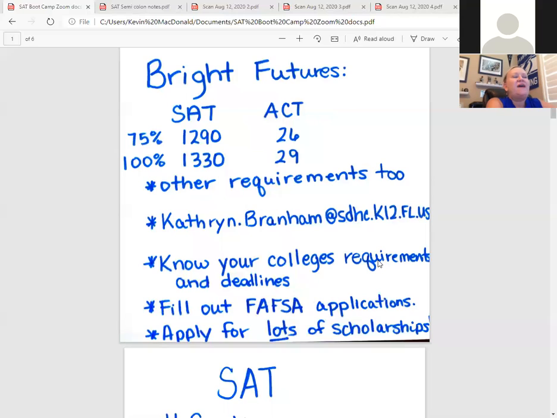Fill out your FAFSA applications, and I believe seniors are able to do that now. It should have opened on July 1st or July 31st. I forgot which it is, but that should be open. I haven't seen anything to say that it wasn't going to open. So that's just something you want to do.